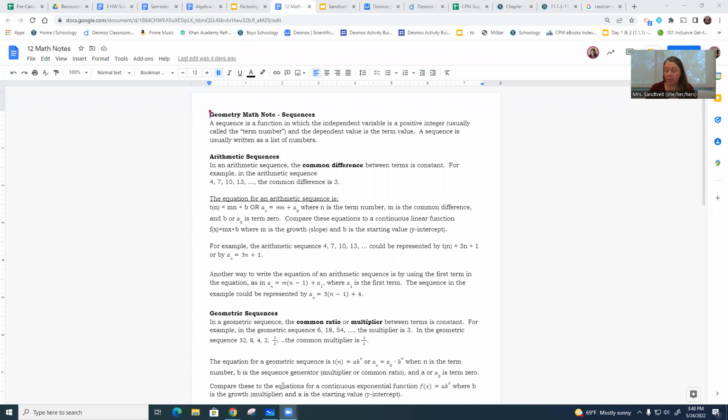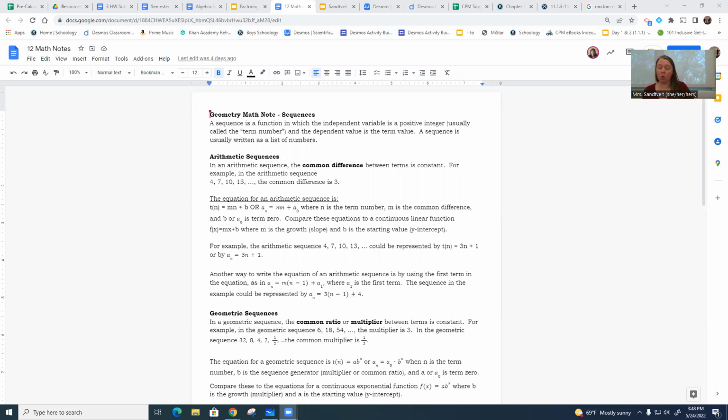Hi, pre-calculus students. Today we are going to talk about sequences. We're going to review sequences, which you learned back in Algebra 2. So we're going to start with this math note, and this math note actually comes from the geometry book. Sequences are first introduced in CPM Algebra 1, but you all didn't have CPM Algebra 1, and so mostly you saw sequences back in Algebra 2.